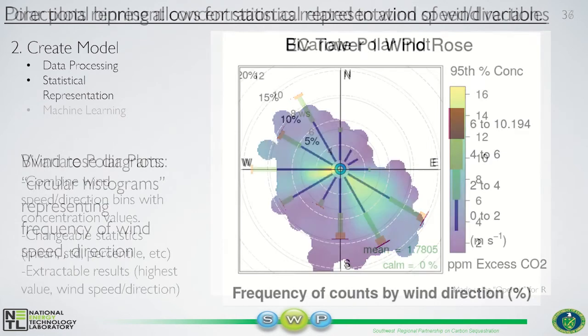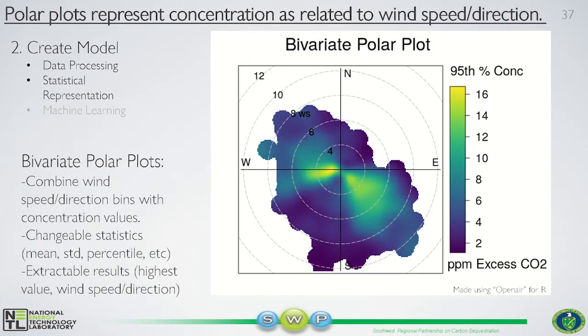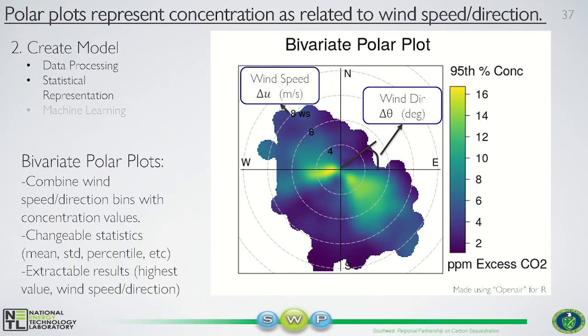We can then extend this idea to what's called a bivariate polar plot. This operates much like a wind rose, where wind directions are binned into delta thetas and wind speeds are binned into delta U or V. Once these bins are established, concentrations can be represented as a function of the wind. Each bin of wind speed and direction holds the associated concentration variables, which allows us to visualize their associated statistics.